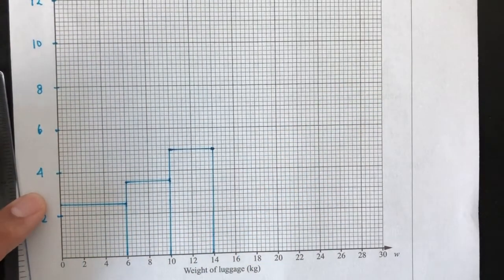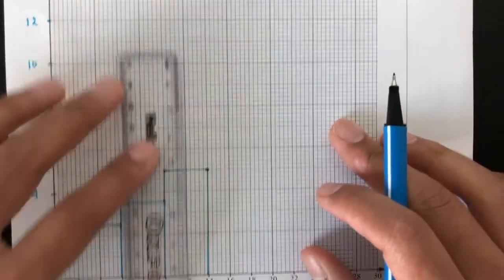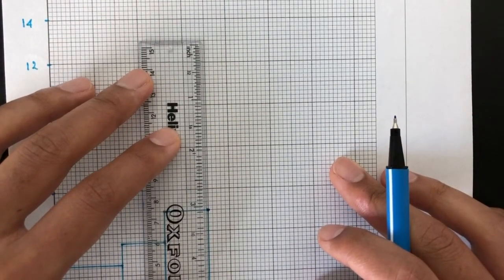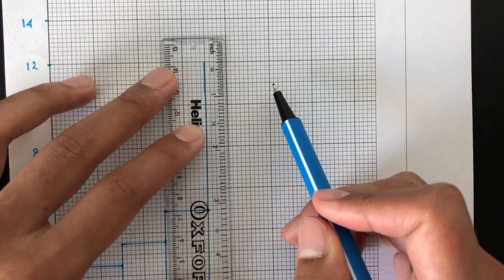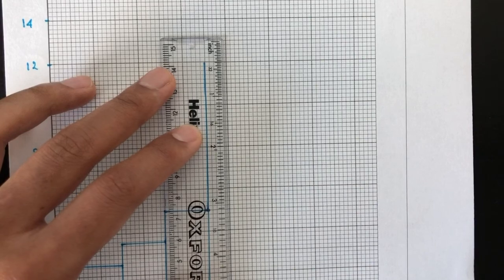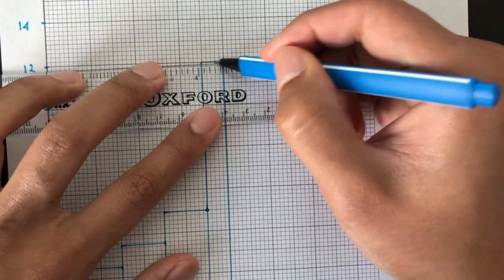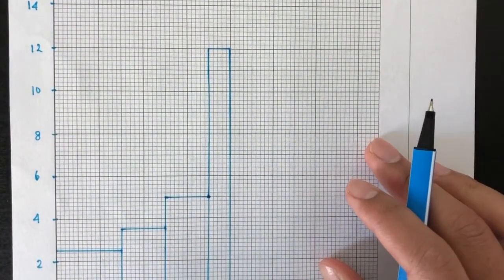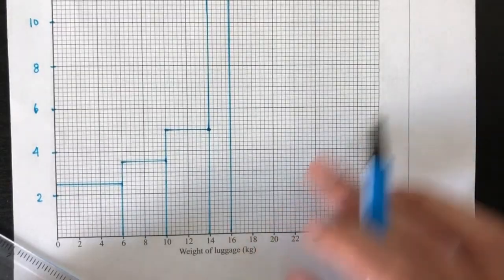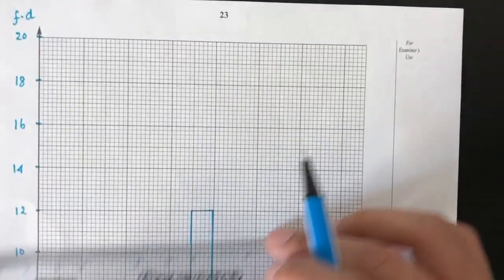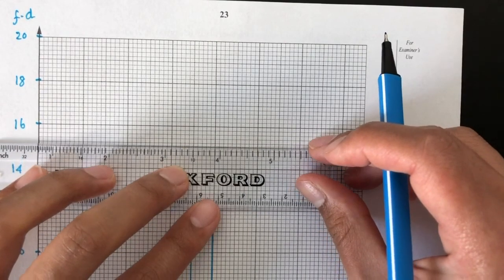Next one will be 14 to 16, that will be 12. 14 to 16 will be 12, will be this one. What's next? We have 16 to 18 should be 15.5. 16 to 18 should be 15.5, well, that will be between 15 and 16.